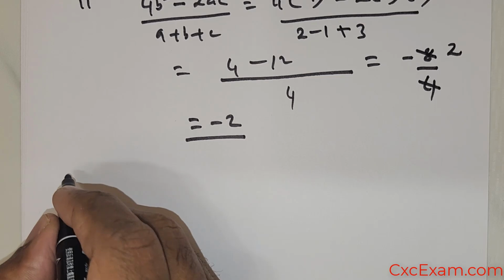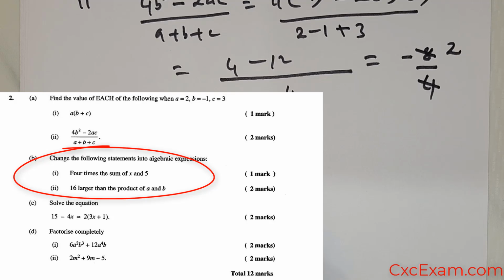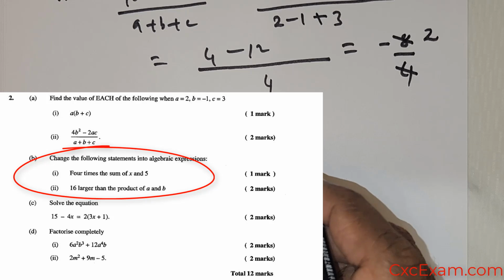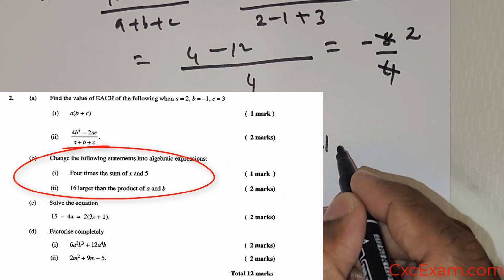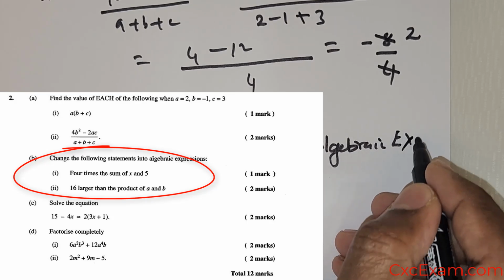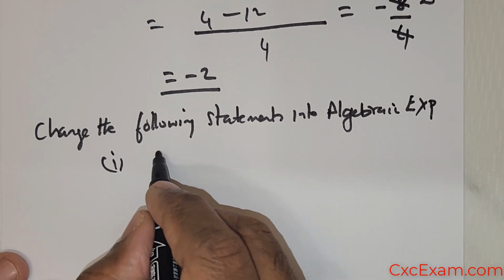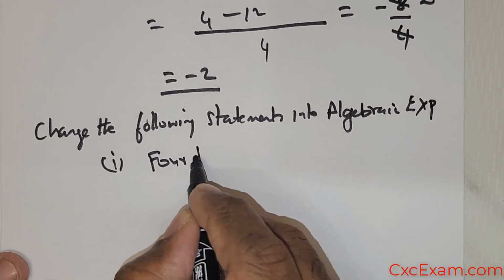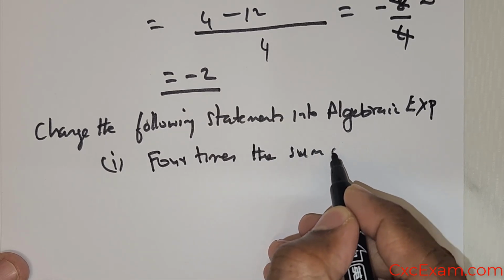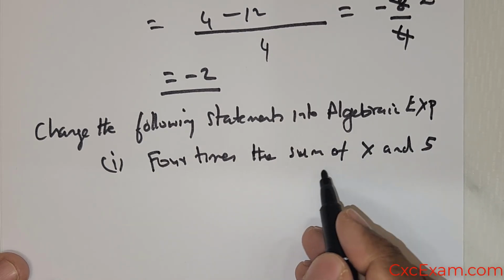Now the next question is, let me write the heading, change the following statements into algebraic expressions. Okay, now what is the first statement? It states 4 times, I'm writing the statement, the sum of x and 5. 4 times the sum of x and 5.